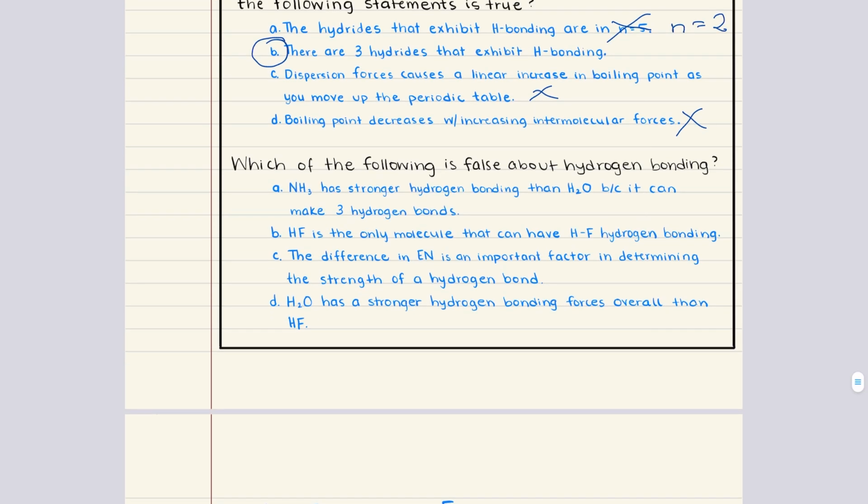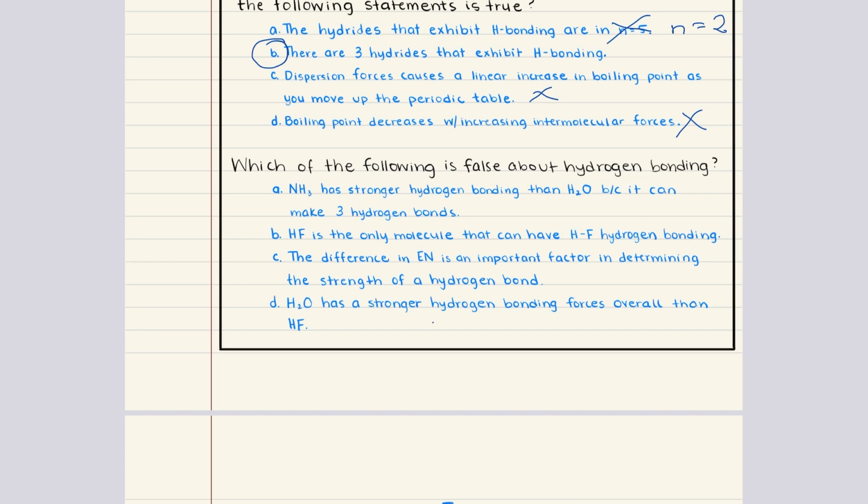The second question asks, which of the following is false about hydrogen bonding? Let's analyze each statement carefully. This first one says, ammonia has stronger hydrogen bonding than water because it can make 3 hydrogen bonds.